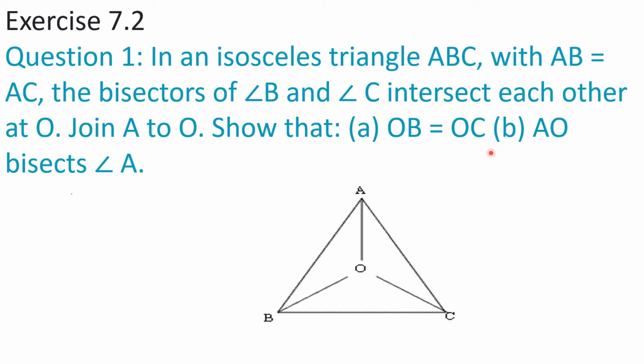Coming to the second part, to prove that angle A is bisected by AO, let us take the triangles ABO and ACO. In these two triangles, we have proved that OB is equal to OC, and it is given AB is equal to AC, and AO is the common side. Therefore, angle A is bisected by CPCT, as these two triangles are congruent. If these two angles are equal, then we can say AO bisects angle A. So let us see this in the form of steps now.